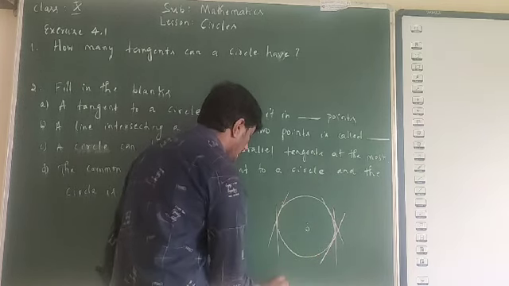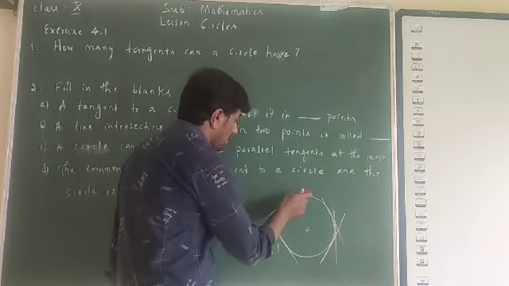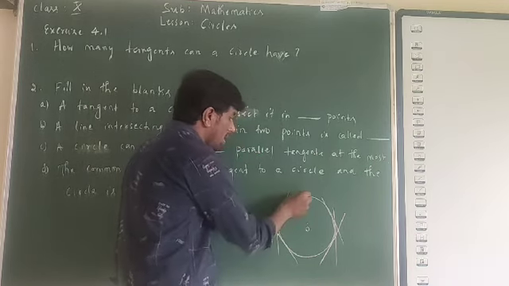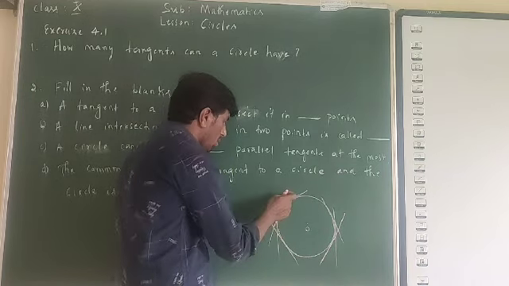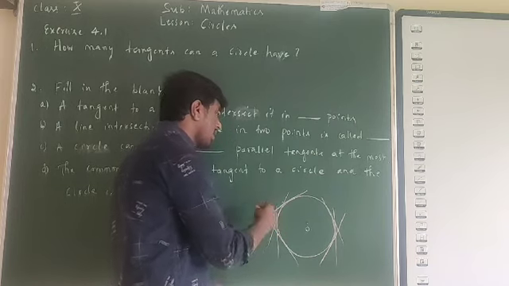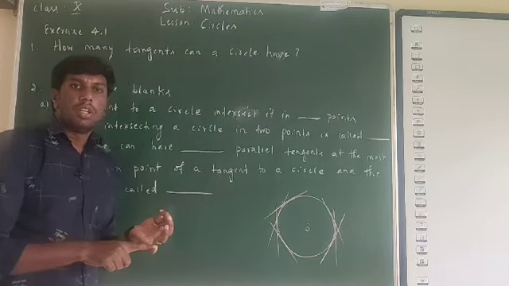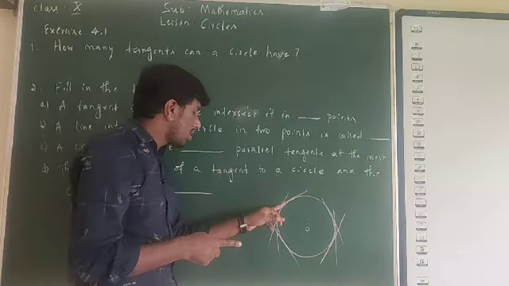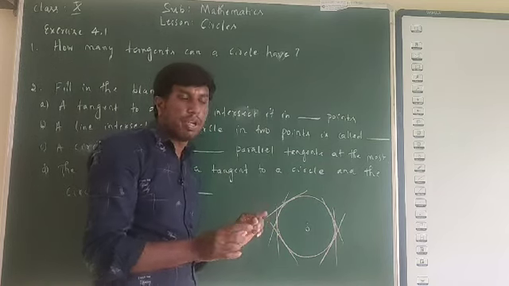Here also I can write the tangent, and here also, and here also, because all these lines intersect the circle at only one point. Of course, these lines are intersecting each other, that doesn't matter. What is the definition of a tangent? A line which intersects the circle at only one point.